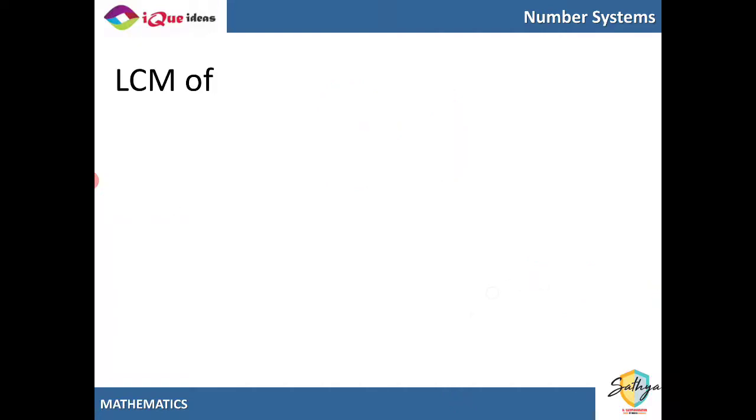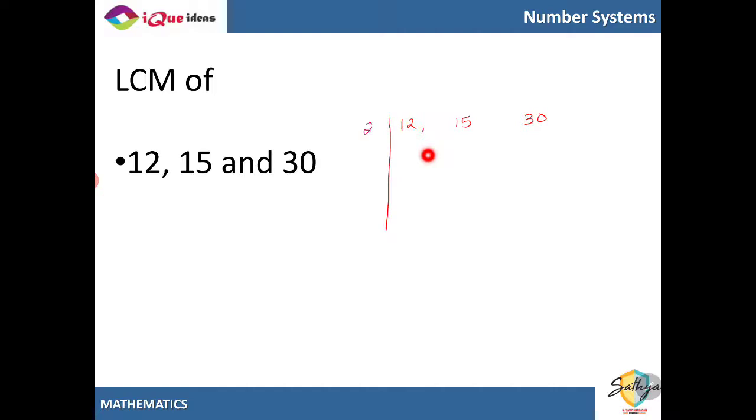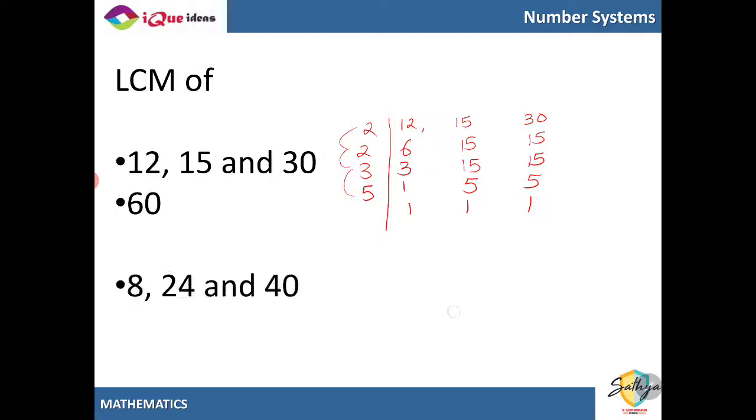The same technique is used to calculate the LCM of three numbers. For 12, 15, and 30, I start with 2. 2 6s are 12, 15 as it is, 2 15s are 30. 2 3s are 6, 15 remains as it is. 3 1s are 3, 3 5s are 15. 5 1s are 1. So 5 3s are 15, 15 2s are 30, 30 2s are 60. So the LCM of these numbers is 60. Can you give me the value of the LCM of 8, 24, and 40? If you have calculated it right, the answer should come out to be 120.